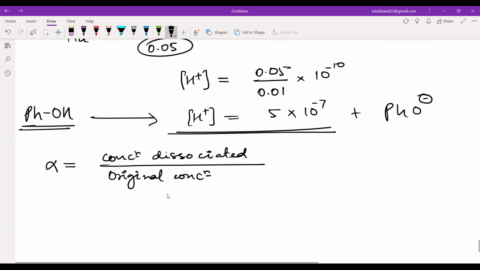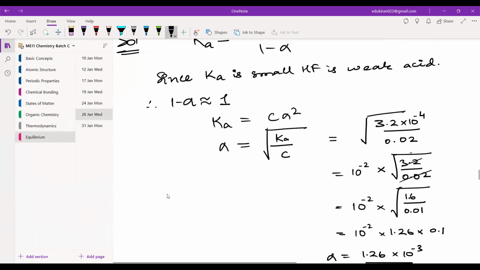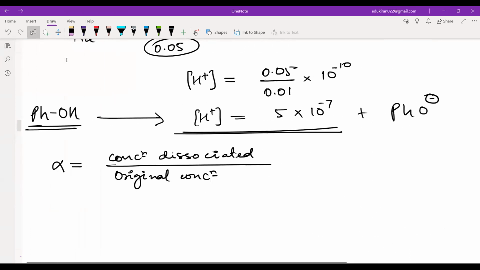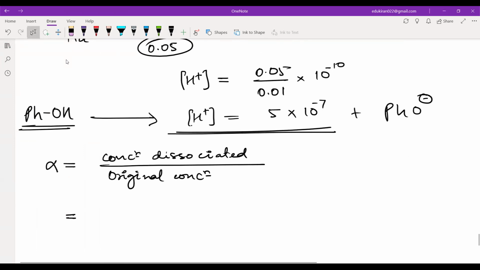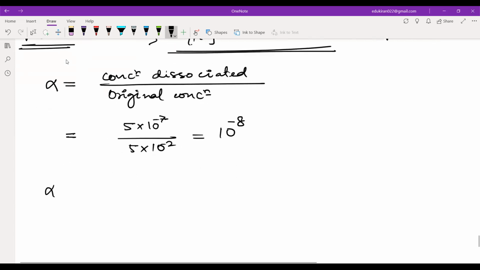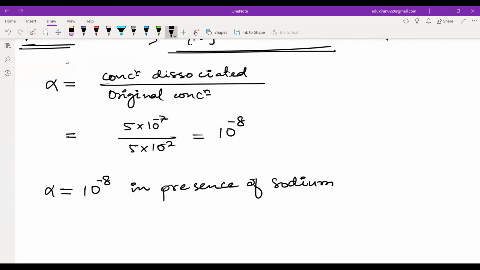Yes or no, guys? Alpha. I think yesterday we defined this, right? Alpha is the number of molecules that are dissociated divided by the original concentration, that is the undissociated one. So the concentration dissociated is 5 into 10 to the power minus 7, because that much is the H plus, and H plus is only coming from phenol. Divided by the original concentration of phenol, 0.05. That means I can write 5 into 10 to the power minus 2, and you can write this as 10 to the power minus 8. So this is the alpha, 10 to the power minus 8 in the presence of sodium phenolate.